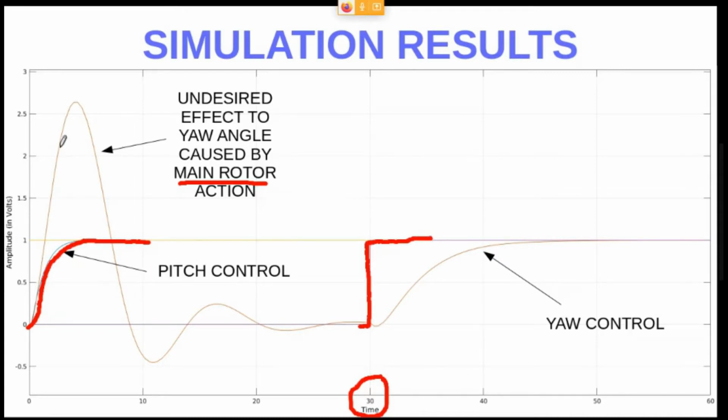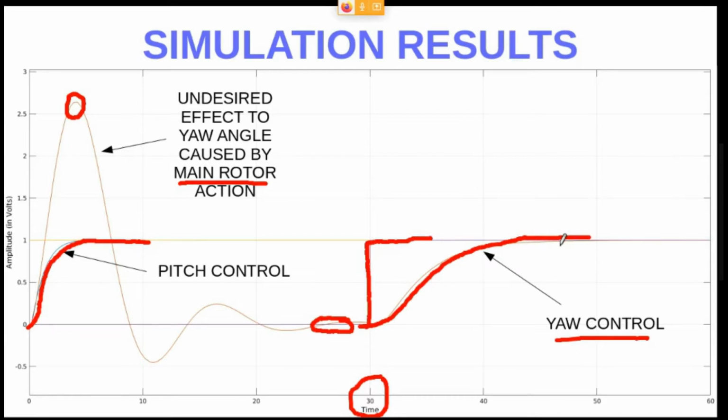But as you can see here, the yaw angle is affected by the main rotor, an undesirable effect. Obviously, it's controlled. At the end, the effect is 0. But can you see the huge value of the disturbance here? At the end, the yaw angle is controlled thanks to the tail rotor, and as you can see, there is no overshoot, and it seems that the performance is fine.